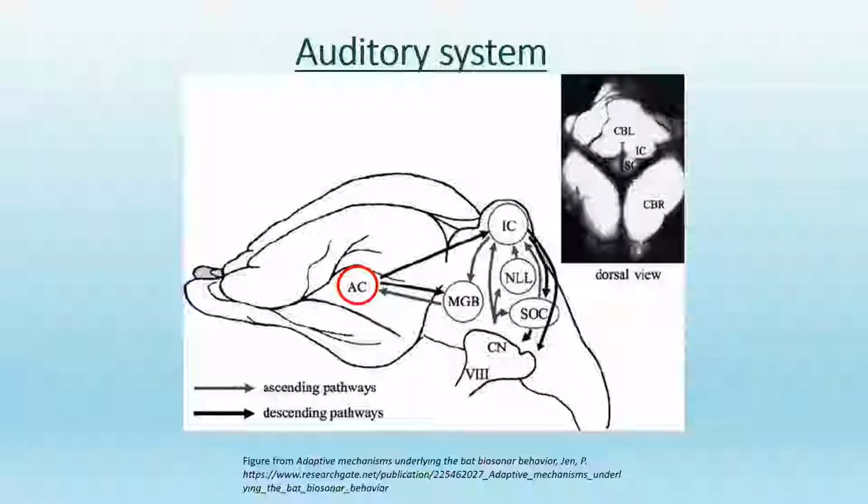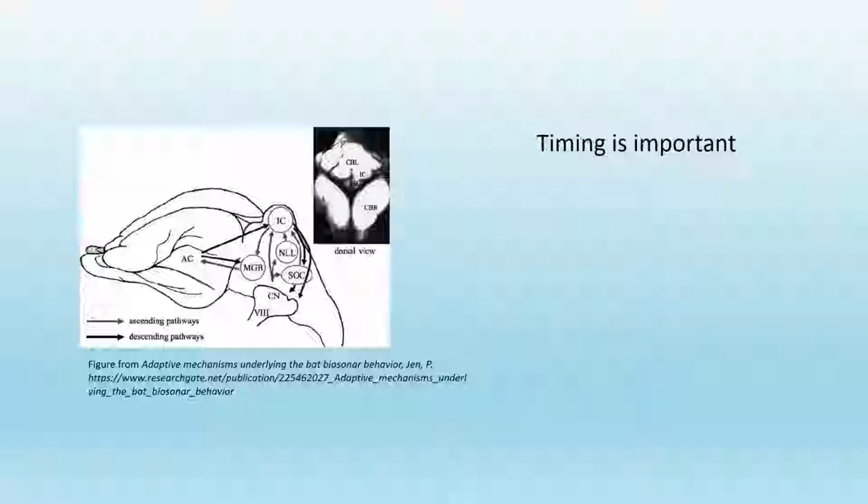As you can see, however, there are multiple routes information can take, and even descending pathways. This is an example of parallel pathways, and all seem to be necessary for echolocation processing. There is evidence that along these pathways there is integration and transformation of signals. Timing in the bat's auditory system is really important for accurate echolocation.